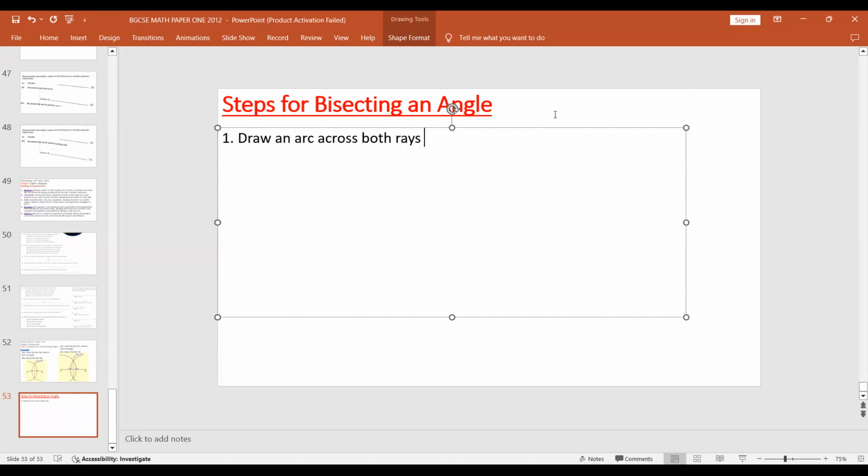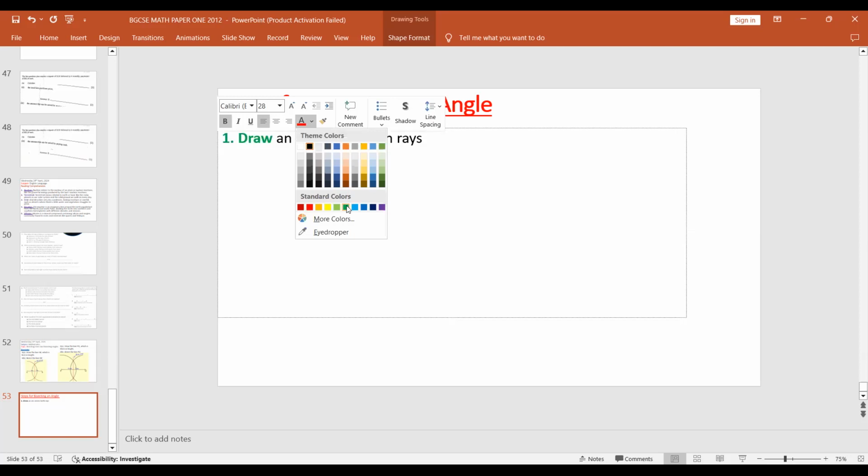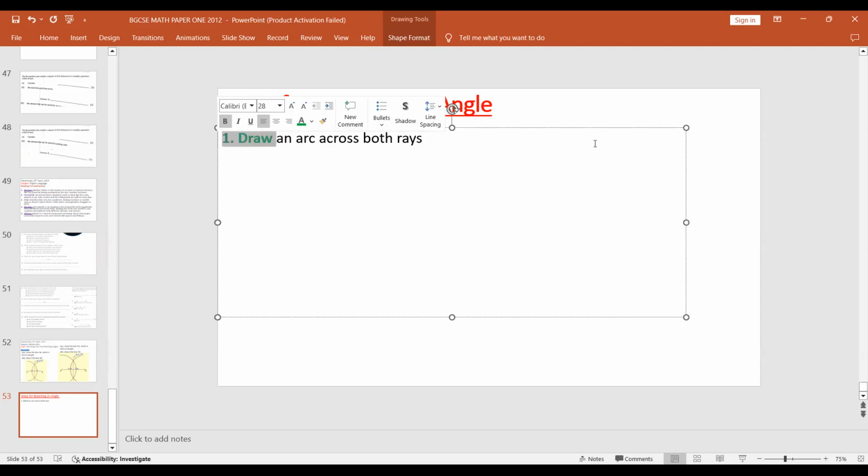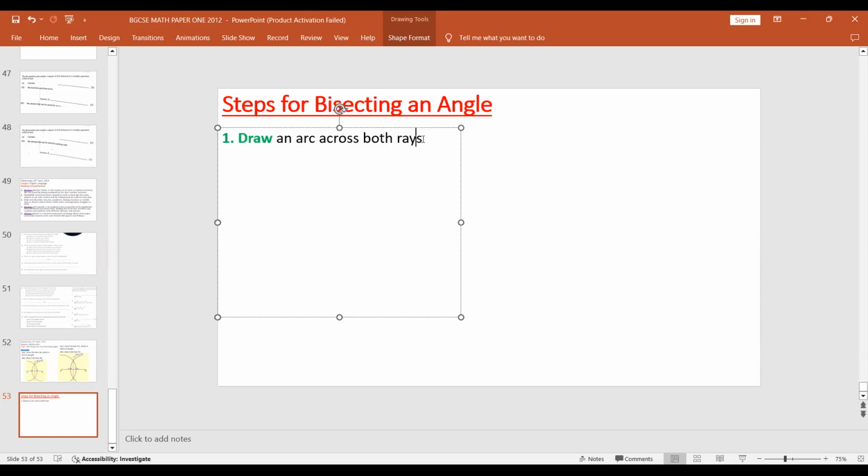Draw an arc across both rays. That's the first thing we're going to do. And we are bisecting an angle. Draw an arc across both rays.